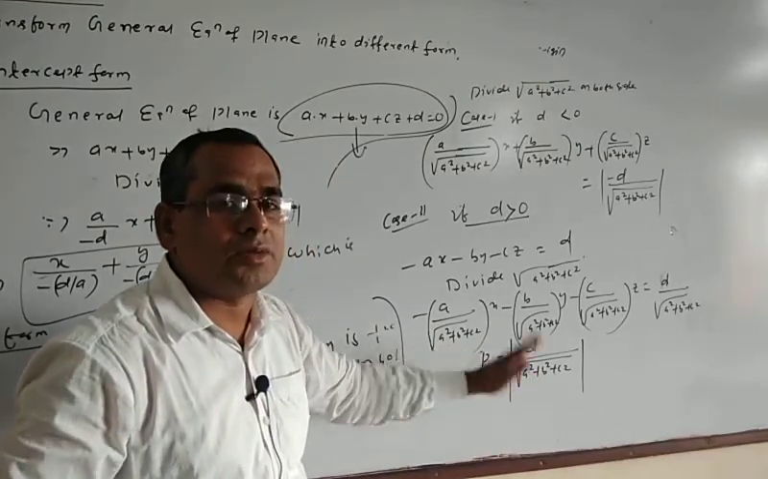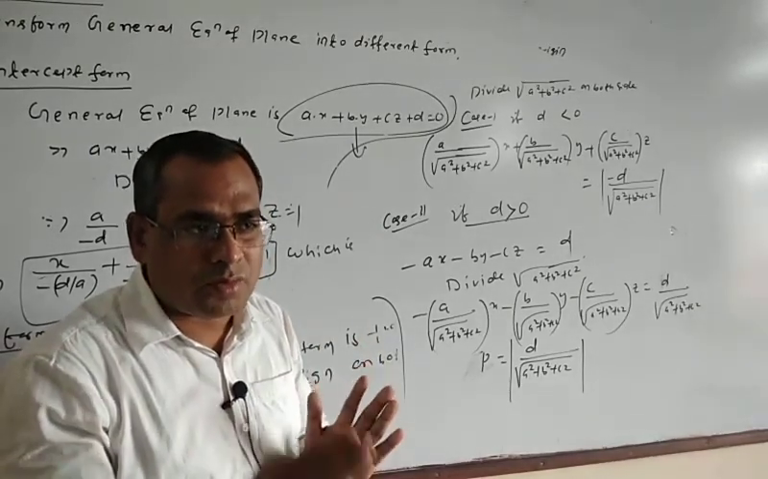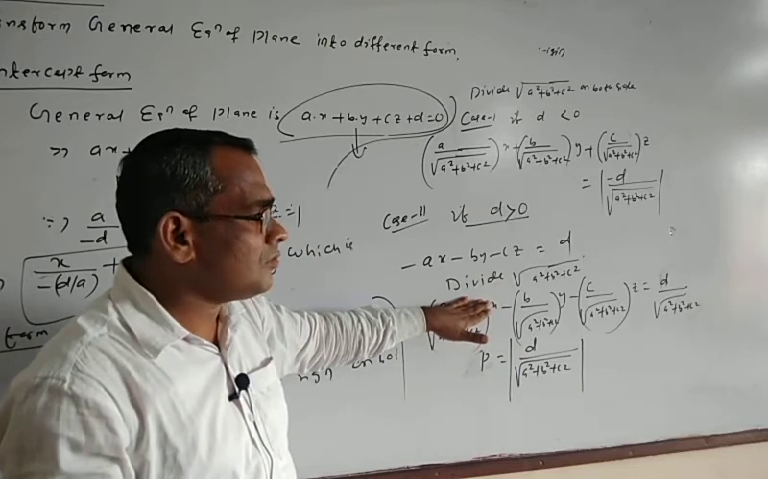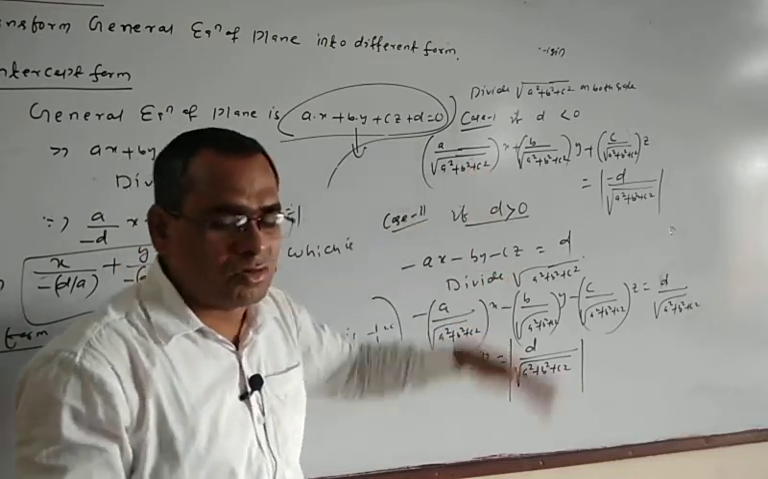This is known as the perpendicular distance. Remember the perpendicular distance from origin to the plane, this one, and this is the normal form. This is the transformation of the general equation of the plane into normal form.